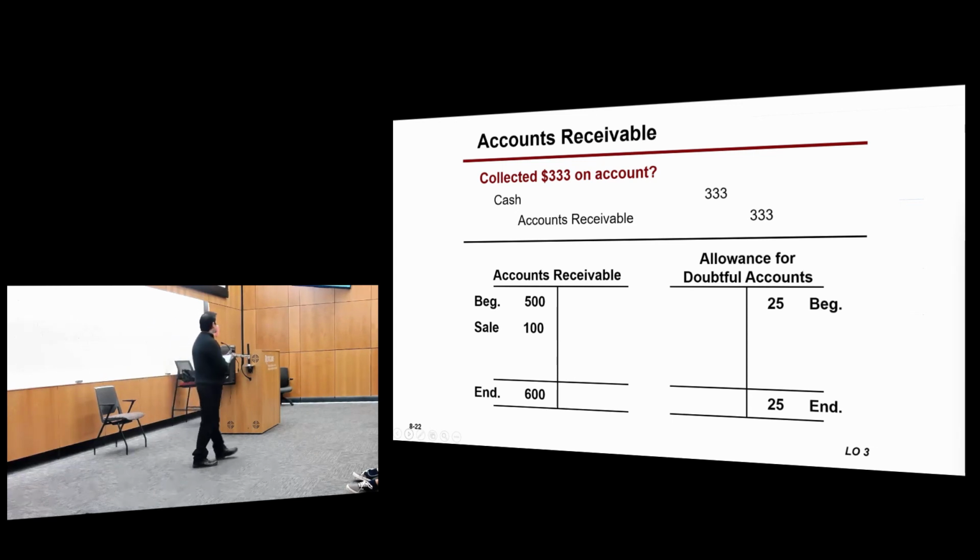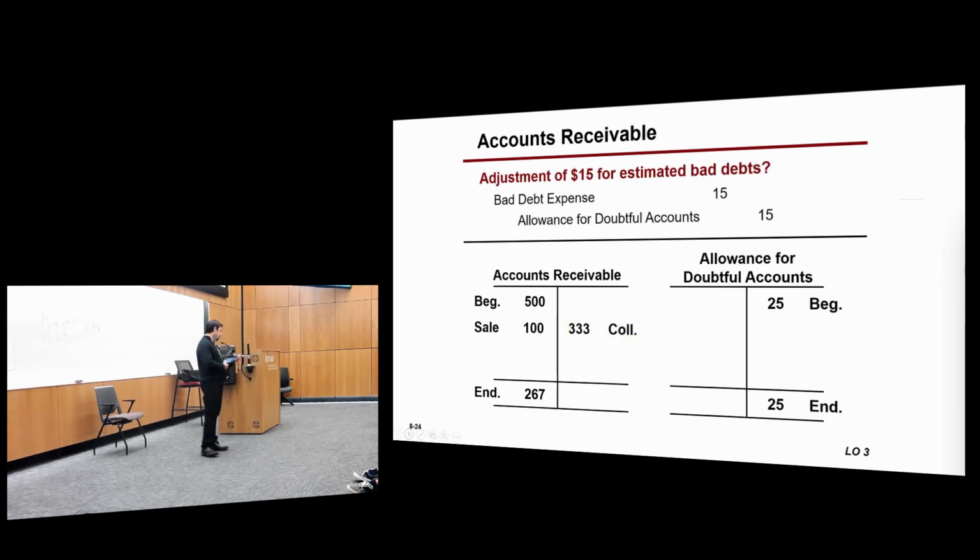What do you do when you collect a certain amount on account? You receive cash, right? So you debit cash, you credit accounts receivable. This is the amount that you already received. So you credit accounts receivable 333. Sometimes you write a note next to it that these were collected, if you want. So this is the collection, 333. Again, we're not including the cash account here. So far, we have not touched the allowance for doubtful accounts.